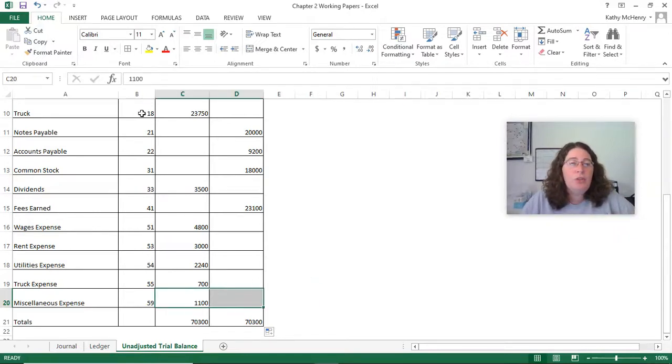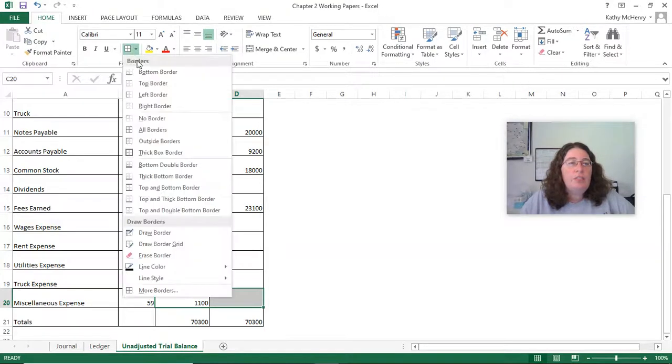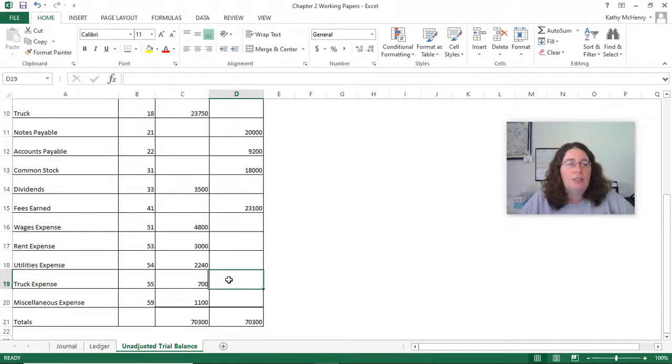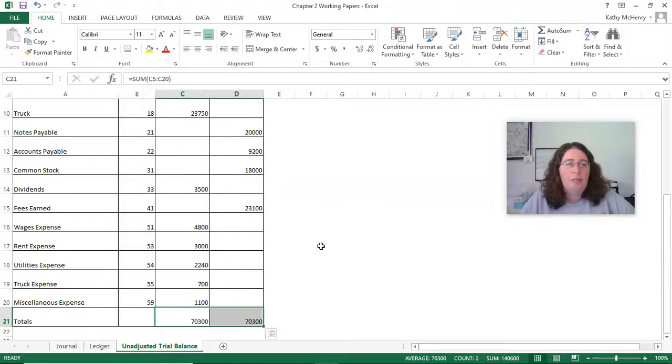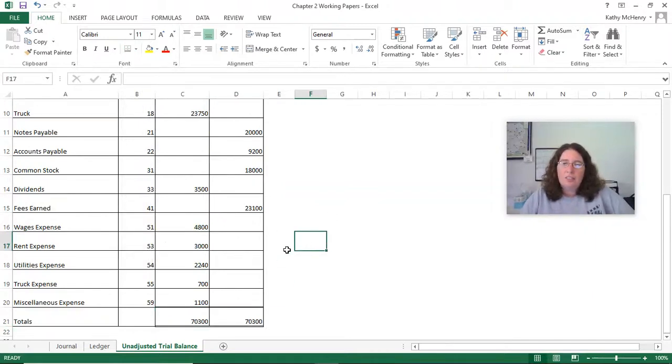So since we know they're equal, we need to show that we've done some math. So I'm going to put a thick bottom border on the cells above, and we're going to do a double underline. A bottom double border is what Excel calls it. So we're going to put our double underline under here to show that we have checked this and it's equal and life is happy in the world of accounting.